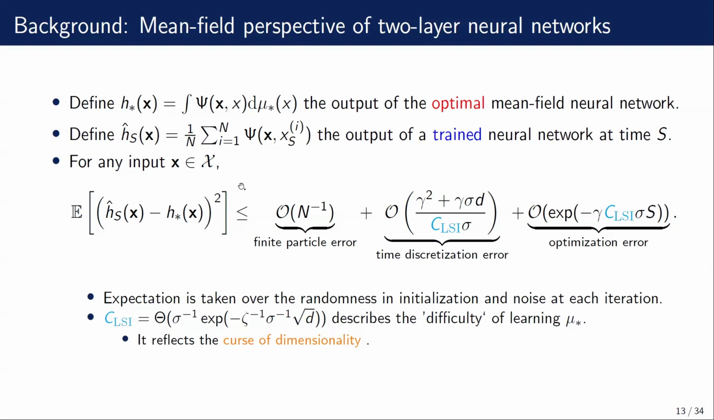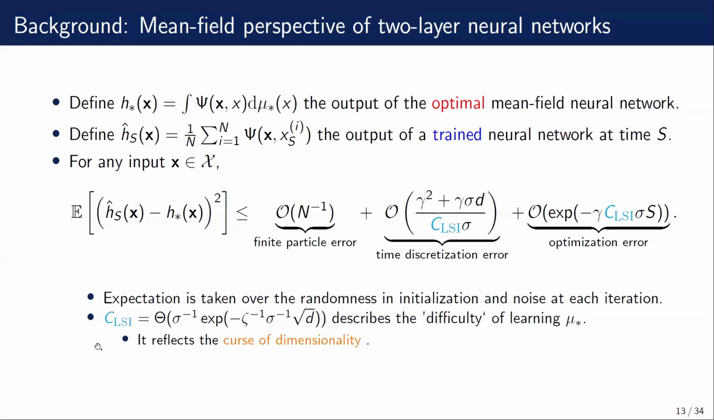Then for any input X, we can upper bound the distance between the trained neural network and the optimal neural network with three terms. The first term is the finite particle error. It's 1 over n. It vanishes when you take n to infinity. The second term is the time discretization error. It arises because we are doing gradient descent rather than gradient flow. And the final is the optimization error, which goes to 0 as the number of iterations goes to infinity. And the expectation here is taken over the randomness in the initial neural network, and the noise you take at each iteration.